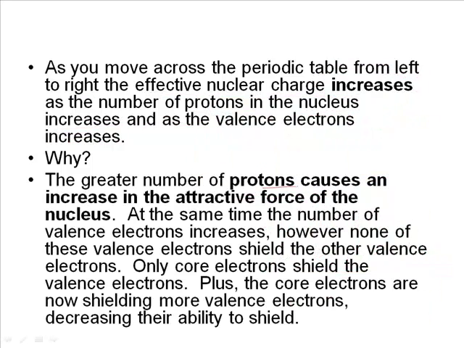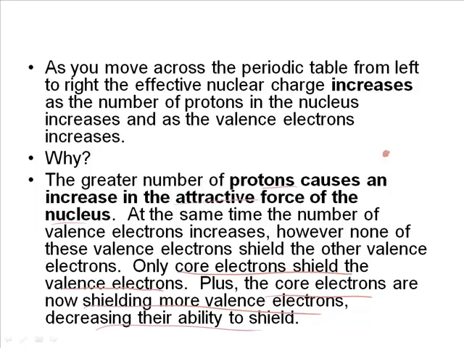So the protons cause an increase in the attractive force of the nucleus. At the same time, the number of valence electrons increases. However, none of these valence electrons shield the other valence electrons. Only the core electrons shield the valence electrons. The core electrons are now shielding more valence electrons, which decreases their ability to shield.